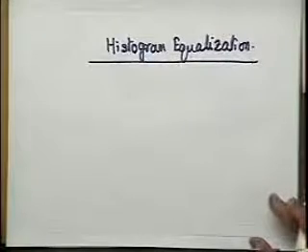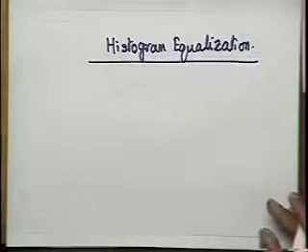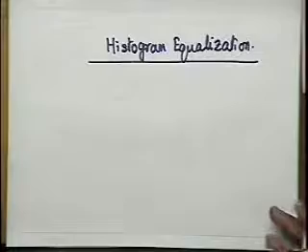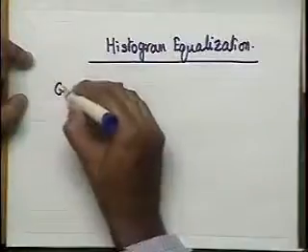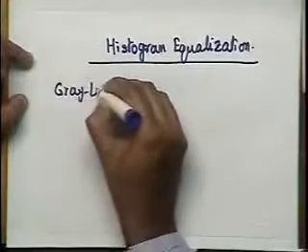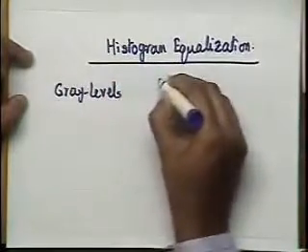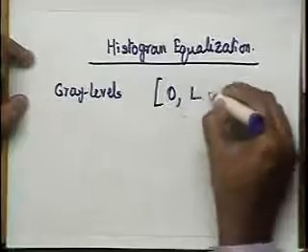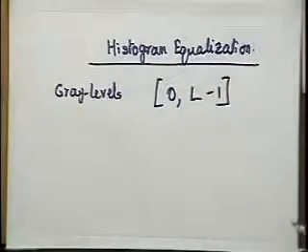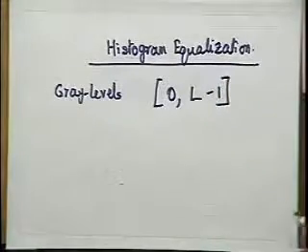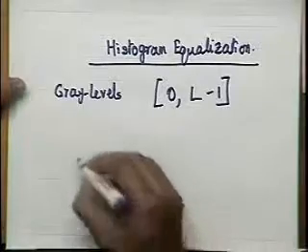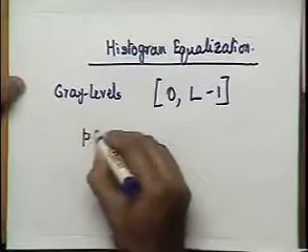Let me tell you what it is. Now, how do we get the image histogram? I have already defined the histogram. Now, we have a digital image where all the gray levels I have assumed are in the range of 0 to capital L minus 1. The histogram is nothing but a discrete function which is defined like this.